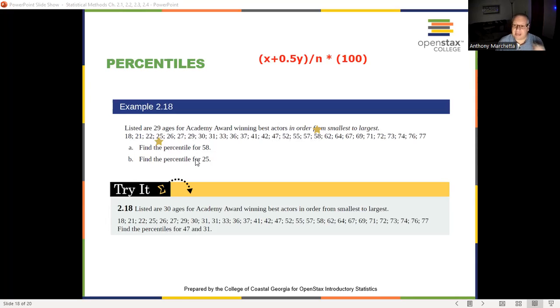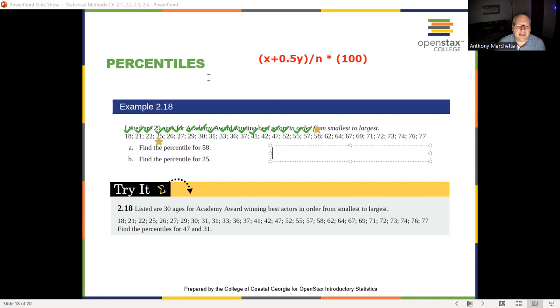In both of these situations, A and B, you're not going to have a situation where Y is 0. In fact, in both of them, Y does equal 1. So just be ready for that if that happens. Okay, let's do part A. A says, find the percentile for 58. I have to count how many are behind 58. So I'm going to use the check mark and just count them. Here's 58, so I'm going to go 1, 2, 3, 4, 5, 6, 7, 8, 9, 10, 11, 12, 13, 14, 15, 16, 17, 18. Okay, I found that there were 18 of them.